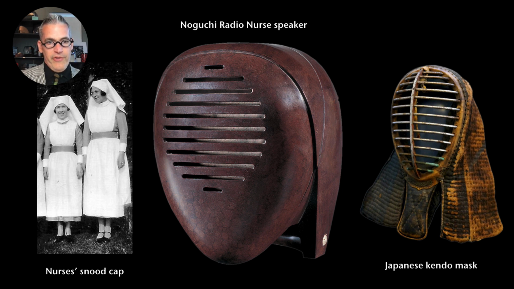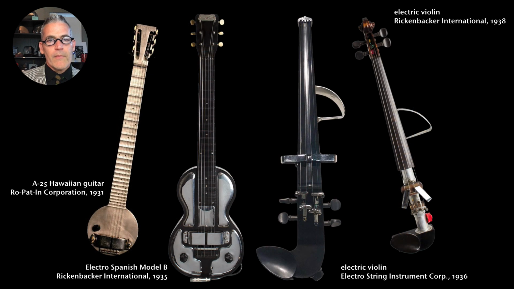The radio nurse is a hybrid of a nurse's snood cap, a hair covering, and a Japanese kendo mask. And those are beautiful, intentional references that say, I may be an attractive shelf sculpture, but I'm also taking care of and protecting your child.